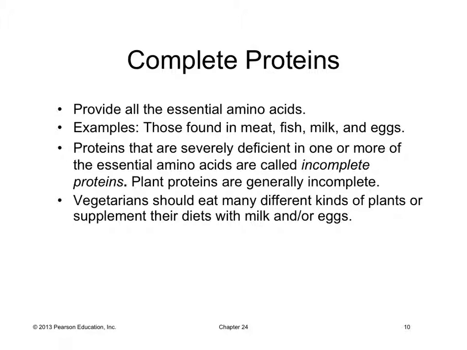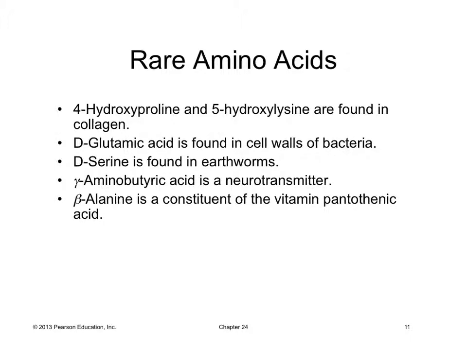Complete proteins provide all the essential amino acids. They're found in these products. Proteins that are severely deficient in one or more of the essential amino acids are called incomplete proteins, and plant proteins are generally incomplete. So for vegetarians, to get the complete proteins, they should supplement their diets with things like milk.